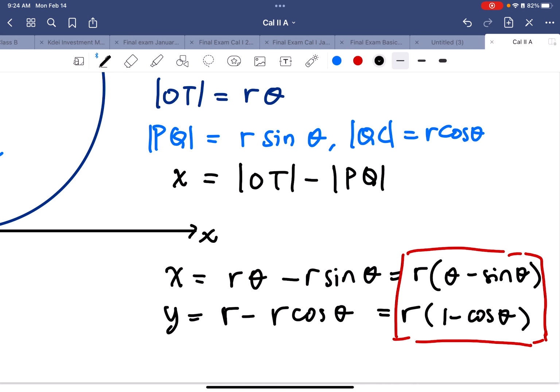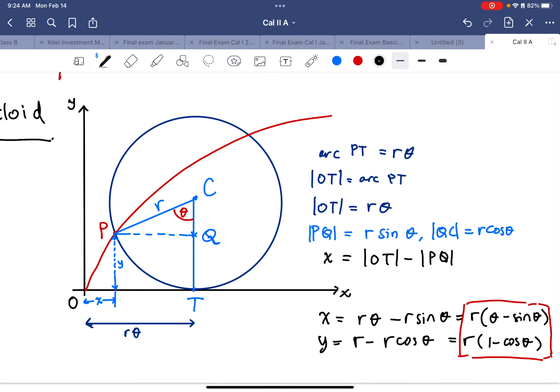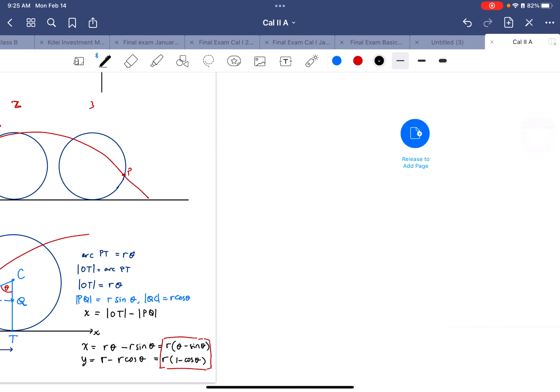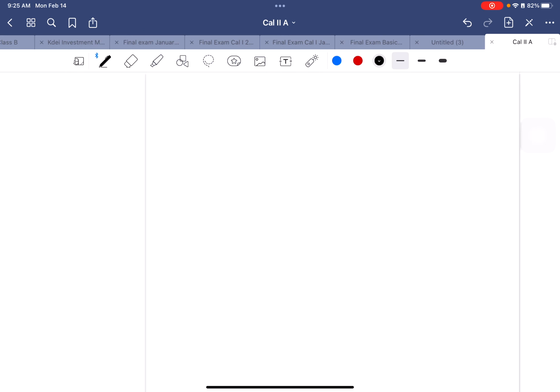So let me move to another introduction to the calculus. All the things here are the introduction about the parametric. So let me just go to the calculus part.